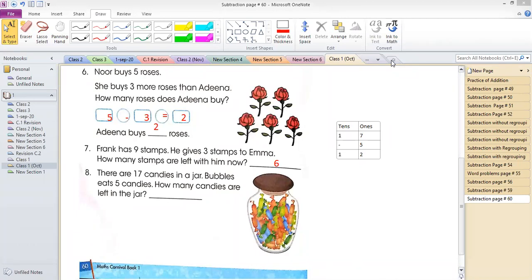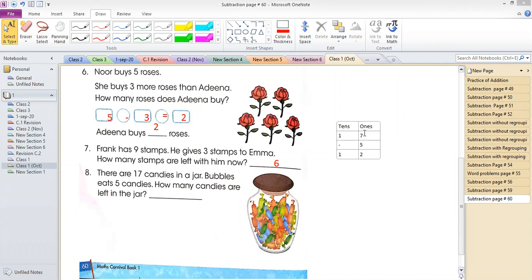If there are 17 candies in a jar, Bubble eats 5. How many candies are left in the jar? There are 17. Yes, 12. 12 is the answer. Very good, guys. Because there are total 17 candies, if Bubble eats 5, this means 5 are not in the jar now. So you minus 5 from 17.